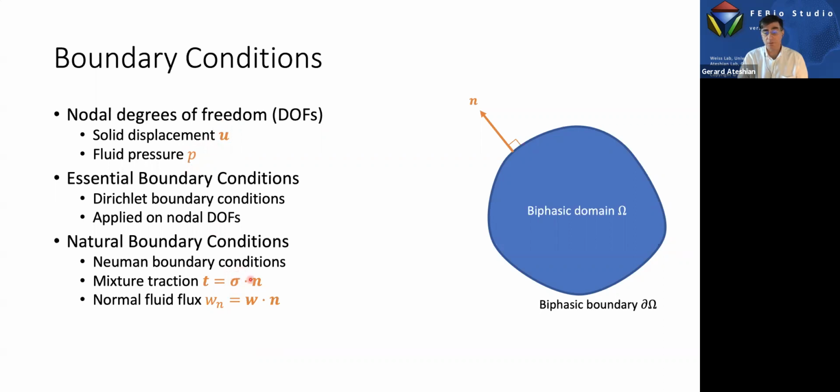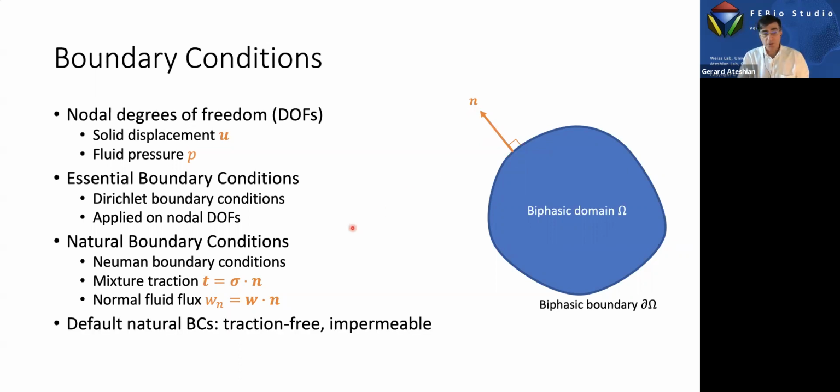And then you project it along the normal to the boundary, you get the mixture traction. This mixture traction is related to the gradient of the displacement, and also to the pressure. You can also evaluate the gradient of the pressure, plug it back into Darcy's law, and evaluate the flux. You project it along the normal to the boundary, and this becomes the natural boundary condition for the fluid flux, the normal component of the fluid flux along the normal to the boundary.